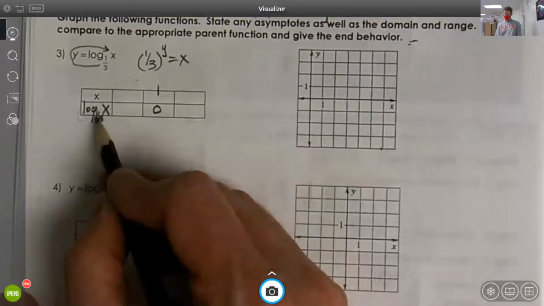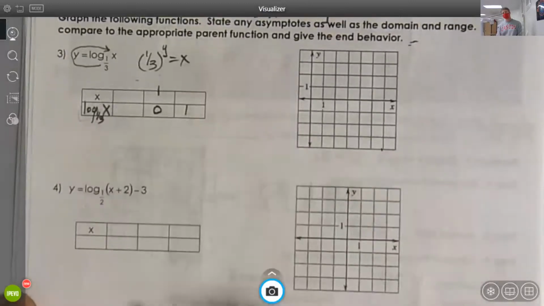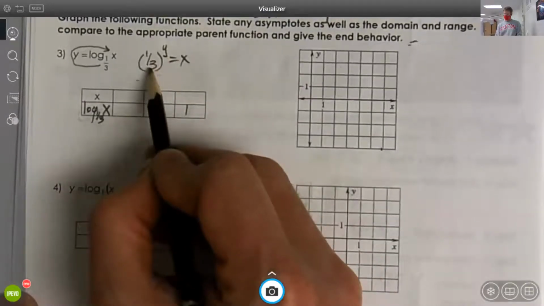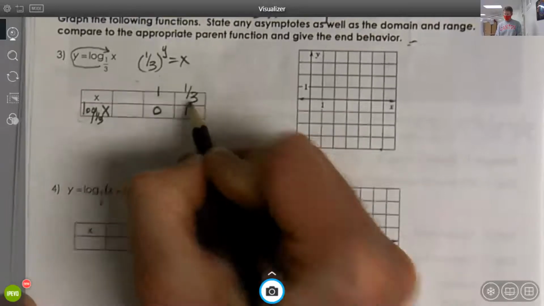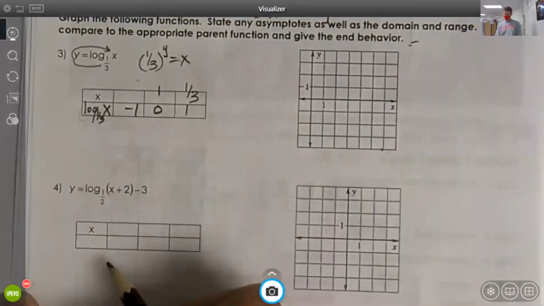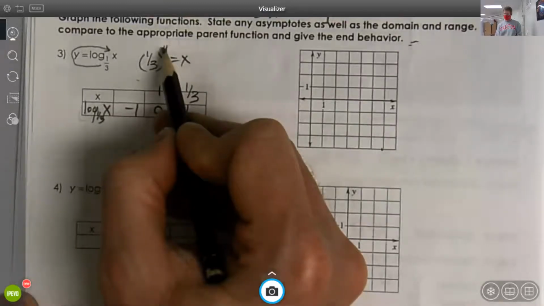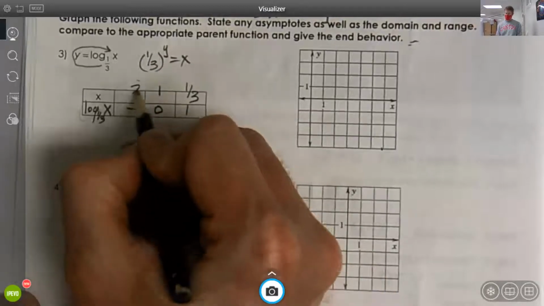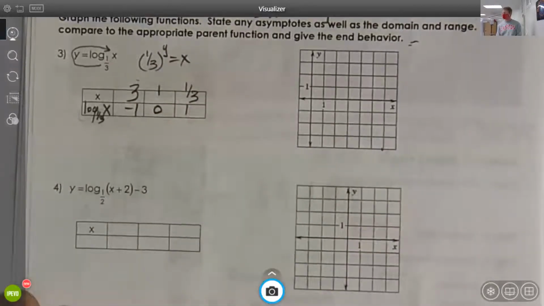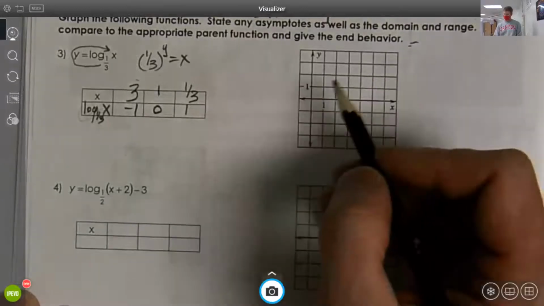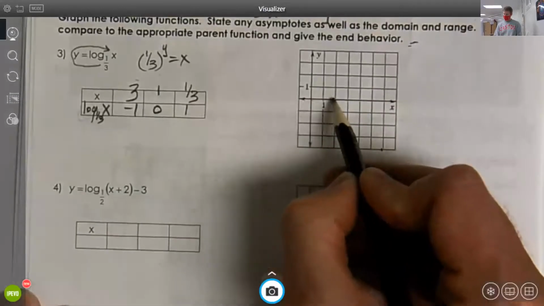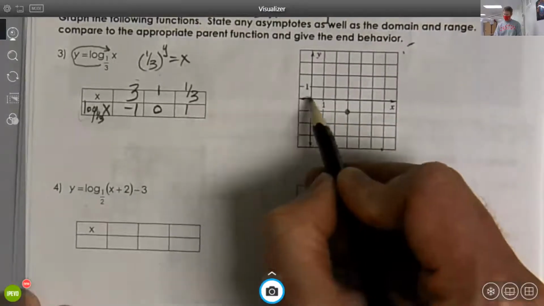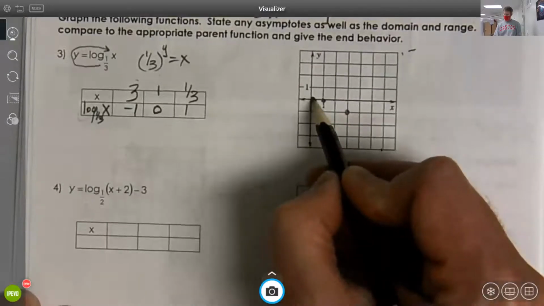Then when the function is 1, when y is 1, we see 1/3 to the first power. That gives us 1/3. We have -1. When the y value is -1, that flips your base over. So now you have a 3. So that is actually going to lay out our points in a different shape. We now have an x value of 3 and a y value of -1, an x value of 1 and 0, and 1/3 and 1.